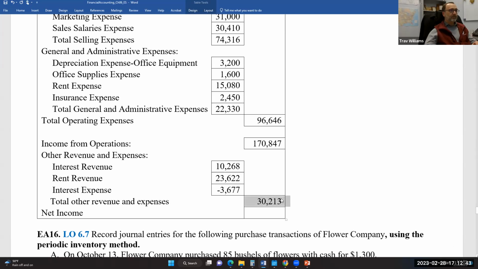Now, because that is a positive number, it's increasing our equity, right? So this was the money we made from operations. This is money we made from renting and our investments. So we're going to add those together to get our net income.